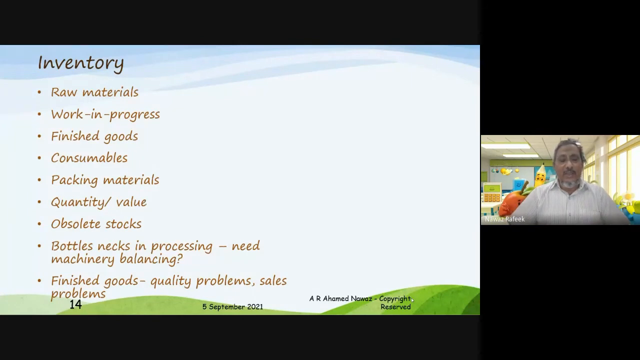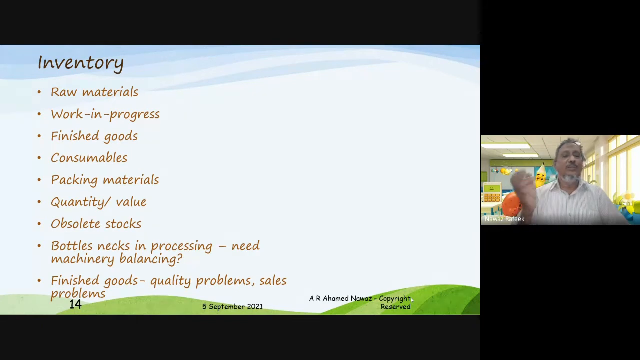Okay, then the next one is bottlenecks in processing, which need machinery balancing. Sometimes you can't count physically, you have to use a counting machine or some technology. Then finished goods, quality problems, sales problems. In a manufacturing organization, how long are the finished goods stored? Normally finished goods are stored to keep the market stable. Not all finished goods are put in the market, unlike perishable goods. It is stored to maintain the market.